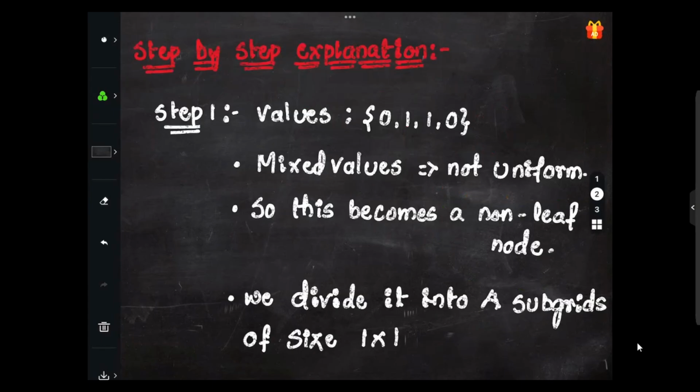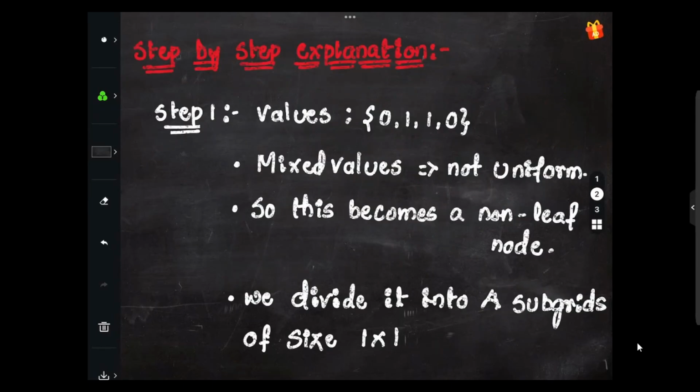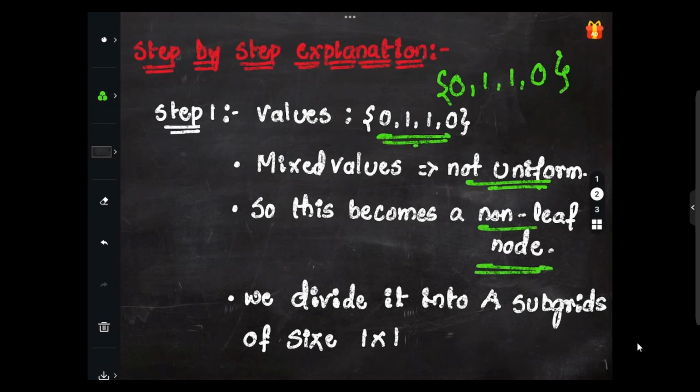So here, the values we have are 0 1 1 0. We have mixed values here, so they are not uniform at all. So this becomes a non-leaf node.